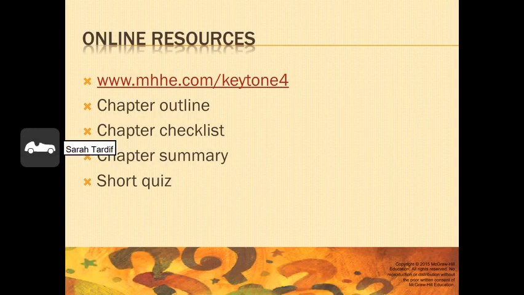So in addition to the resources that are posted to Blackboard or that are shared for our class, you can also find these extra resources that are associated with the textbook, and they're actually pretty high quality and useful. So if you go to the website for the book, www.mhhe.com/ketone4, it is the fourth edition, you'll find a chapter outline and summary for each chapter.